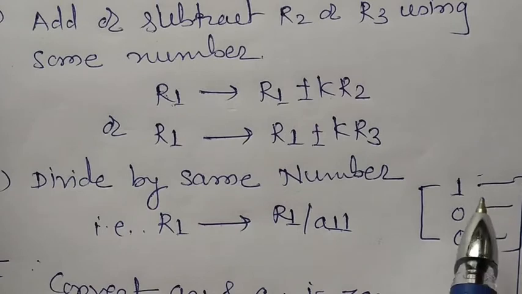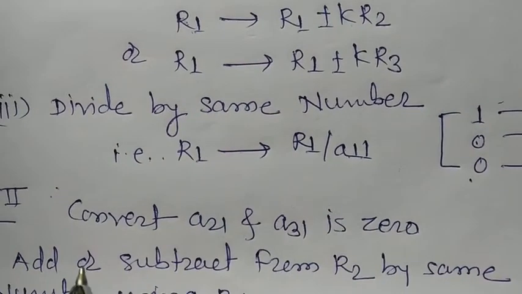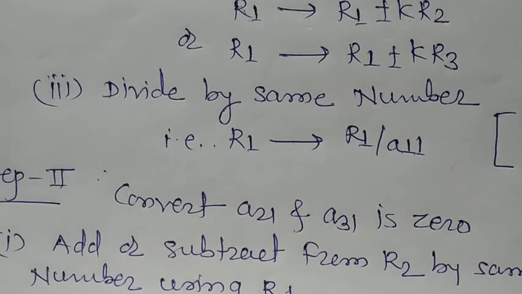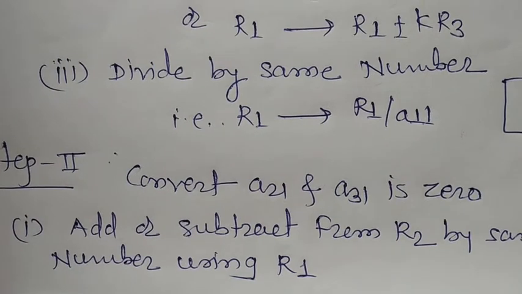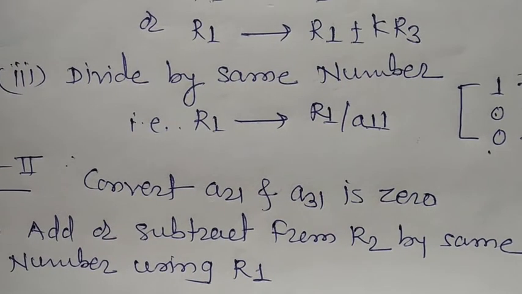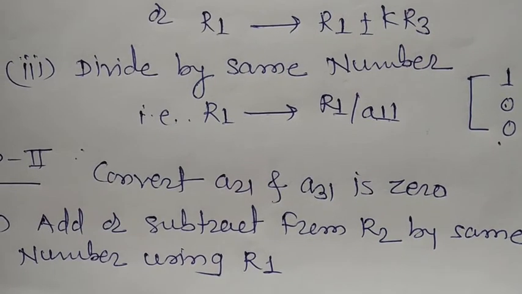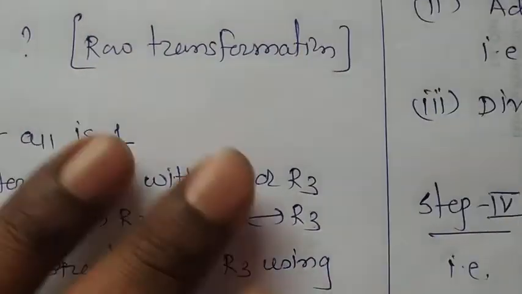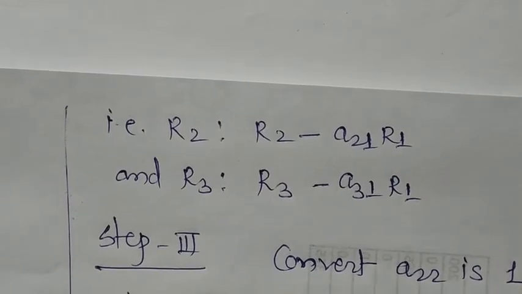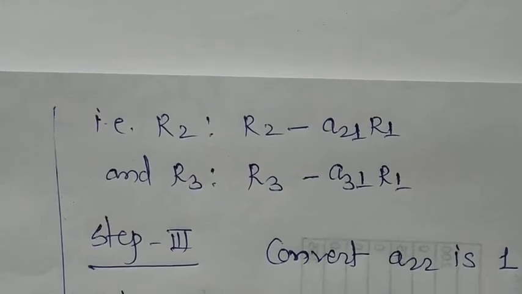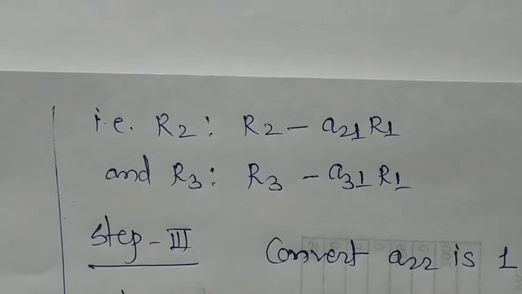Now, for the zeros, we take step 2: convert A21 and A31 to 0. How to make them 0? Add or subtract the same multiple using R1. That is, we change R2 to R2 minus A21 of R1, and R3 to R3 minus A31 of R1. Using this process, we can check that the first column is 1, 0, 0.